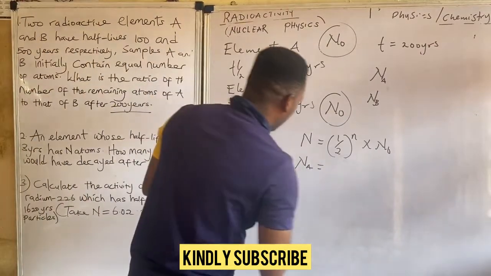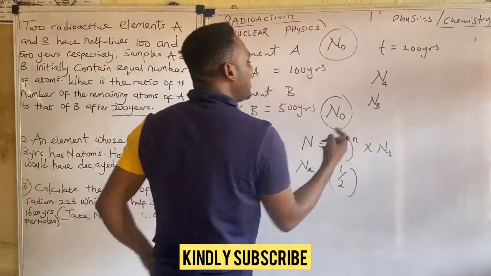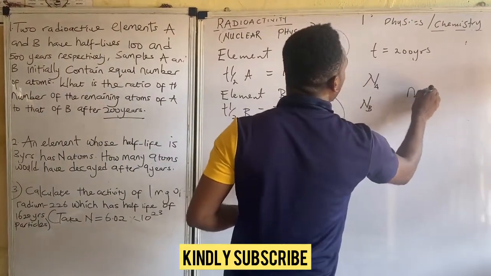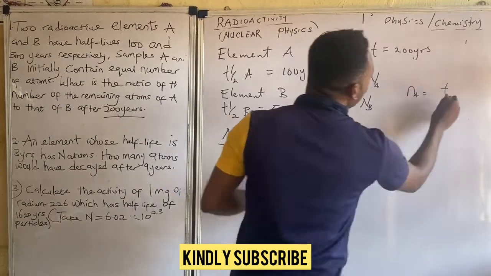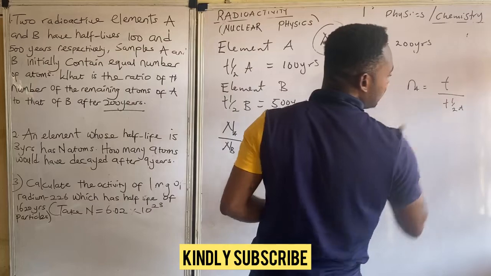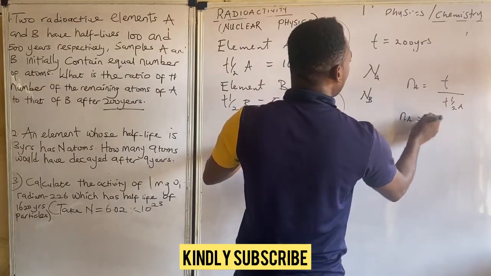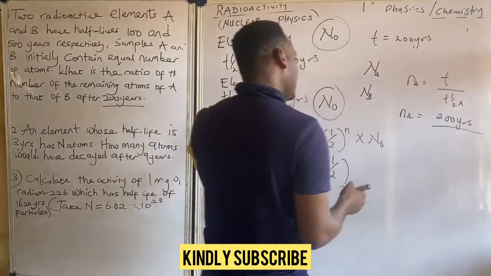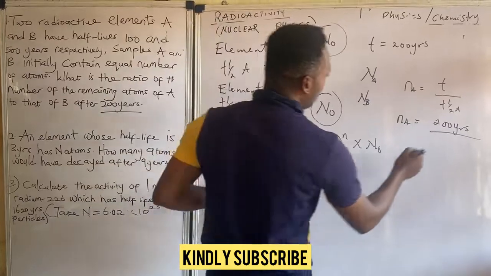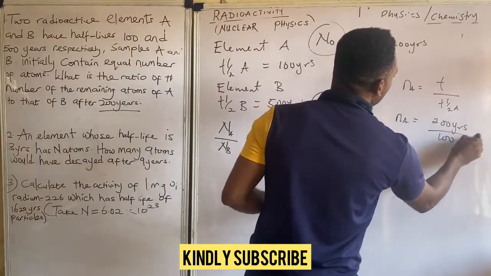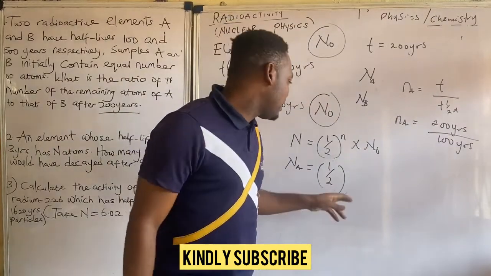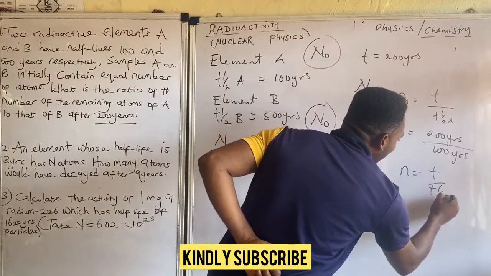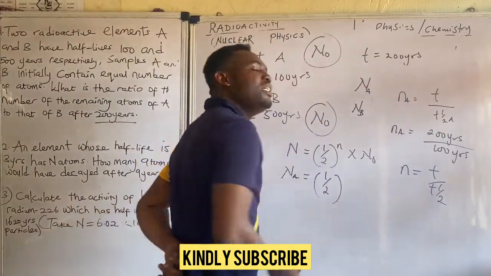So to get the number remaining in A, it becomes 1 over 2, then what will the N for A be? Na will be equal to t over t half of A. t is 200 years, divided by the half-life of A, 100 years. Please take note that whenever we take t divided by t half, make sure that these two are in the same unit before you divide.